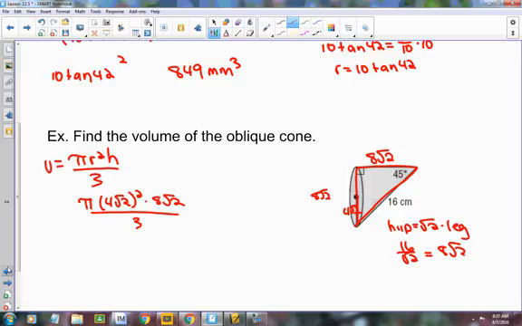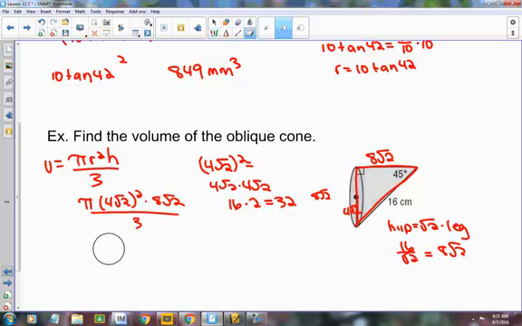And you can do this in a couple of ways. You might want to simplify the 4 radical 2. What is 4 radical 2 squared? A lot of us miss this on the test. 4 radical 2 times 4 radical 2 is 16 times 2, which is 32. So we end up here with 32 pi times 8 radical 2 divided by 3.